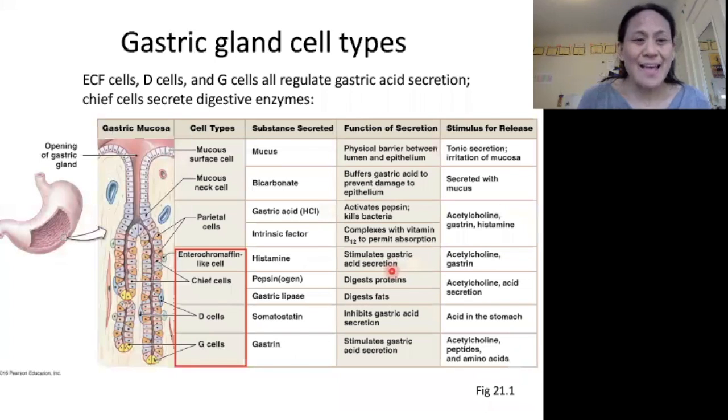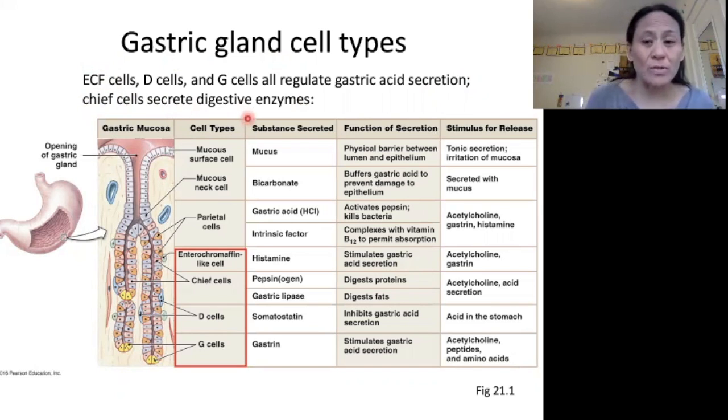Okay, last set of gastric gland cell types is basically everything else. So I'm not going to go into great detail about these. Basically, what I want you to know is what is written here in this sentence at the top of the slide. We have a few cell types that are going to secrete hormones that will regulate gastric acid secretion. And then we have another cell type that secretes digestive enzymes.